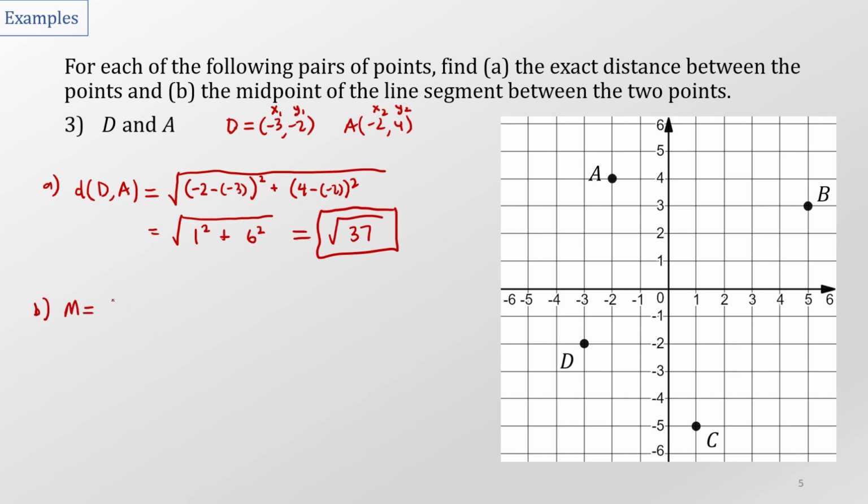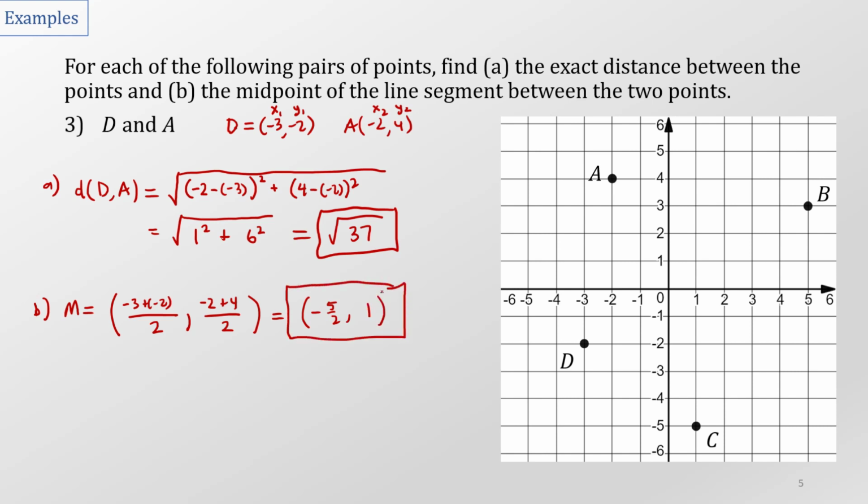The midpoint is given by negative 3 plus negative 2 divided by 2. That's the x-coordinate. The y-coordinate is negative 2 plus 4 divided by 2. And that gives us negative 5 halves, 1 when we simplify things. All right, so there's our problems involving the distance and midpoint formula, at least the straightforward ones.